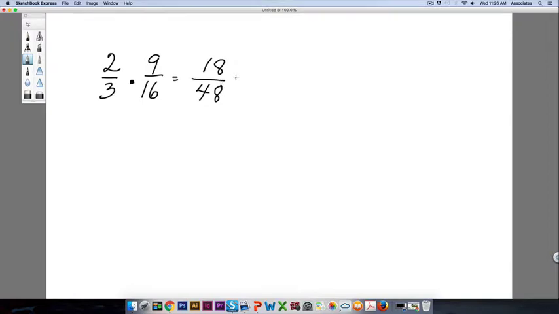Then you can simplify. The top and bottom, or numerator and denominator, both can divide by 2. So I get 9 over 24. Those can both divide by 3. So I can come up with the answer of 3/8. That's one way to do the problem.